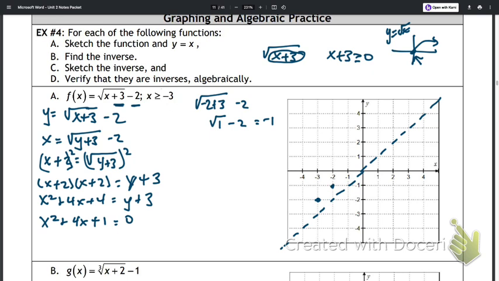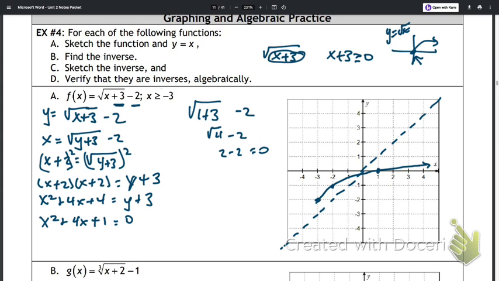If I plug in negative 1, I'm going to get something under the radical that I can't take the square root of, so I'm not going to use that. I'm not going to plug in 0, because then I'll just get 3. But now let's plug in 1. If I plug in 1, I get the square root of 1 plus 3 minus 2. That's the square root of 4 minus 2, so 2 minus 2, which is 0. So if I plug in 1, I get 0 for my y value, which is right here. So I can kind of graph that. All right, so that is actually my original function. That's my f of x.